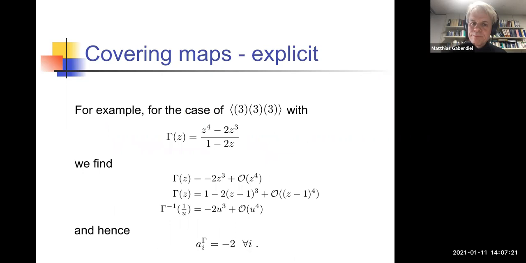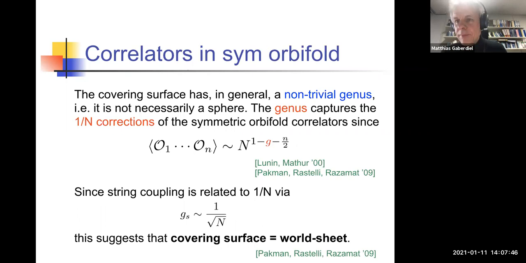So for example, our favorite example, 3, 3, 3, this is the covering map. If you expand it around 0, 1, or infinity, these are the expressions you get. And therefore you deduce that this parameter a_i gamma is just equal to -2. And therefore the correlation function is just of this form with these factors all being -2. So this is how you calculate the correlation functions in the symmetric orbifold in principle. And it always boils down to finding the covering maps.